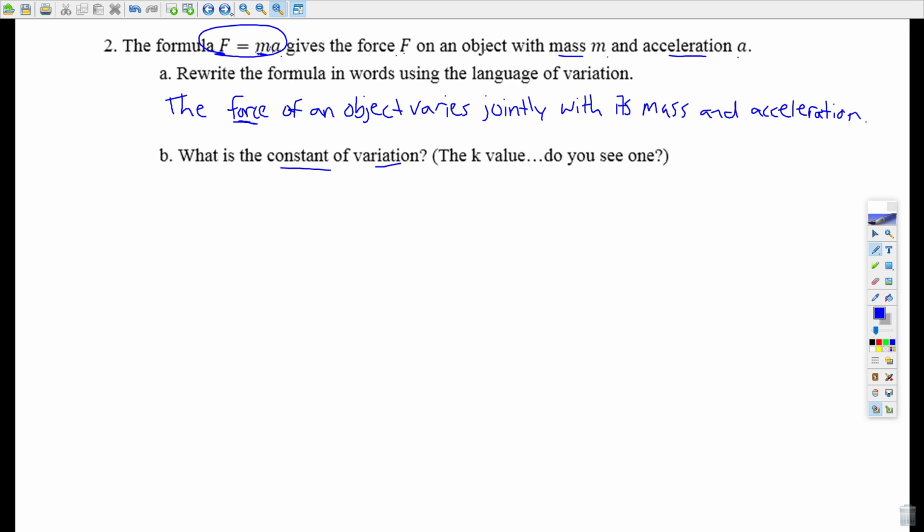The K value. Do you see one? I don't see a letter K up here. So that must mean there is a K value. We just can't see it. What number would it be if you cannot see a number in front of these variables? Well, technically, what is always there is a 1. So the constant of variation, even though you can't see it, K is actually 1. So that's kind of a hard one to figure out. There's always a K value. In this case, you just can't see it because it's 1. That would be what's in front of the M.